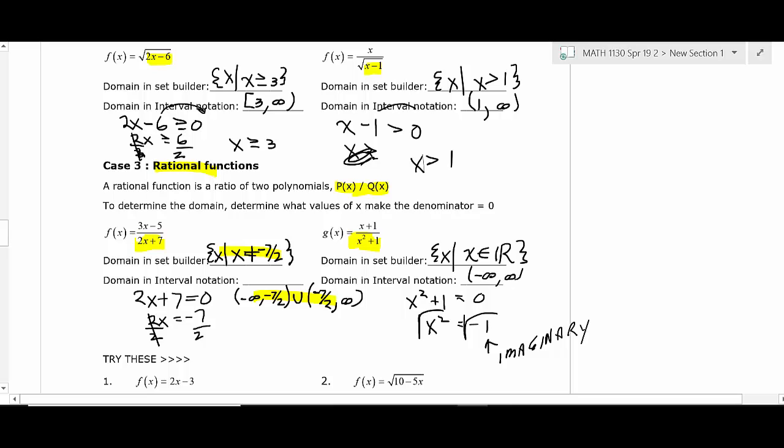Again, a problem like that you can do in your head, or you can always just set the denominator equals 0. Does that make sense to everybody? All right, any questions? Okay.